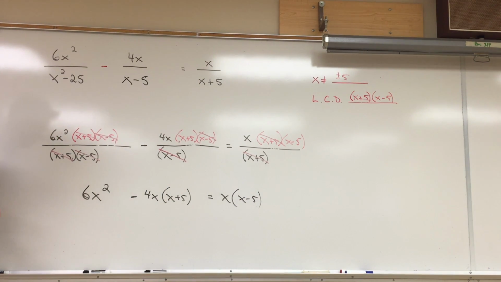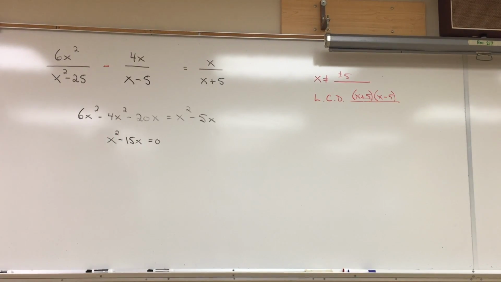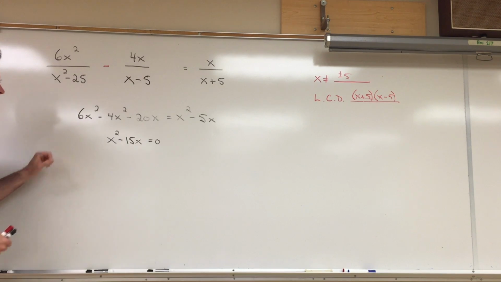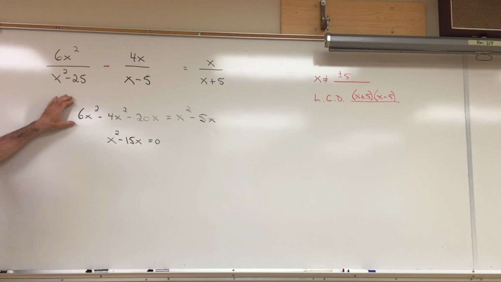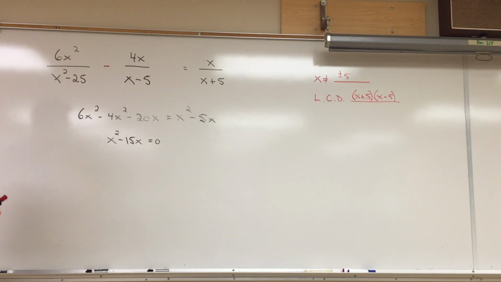It's a big equation, but we're going to have to expand and collect our like terms. I'll give you a moment to do that, okay? Okay, I simplified and expanded and then collected like terms. It worked out to x squared minus 15x equals 0. We got a new equation.